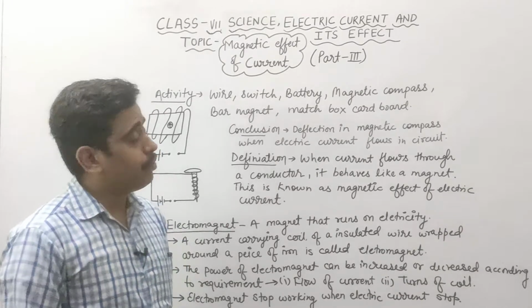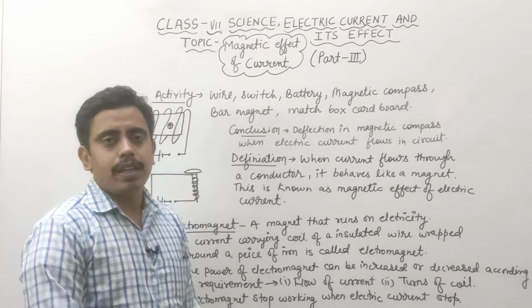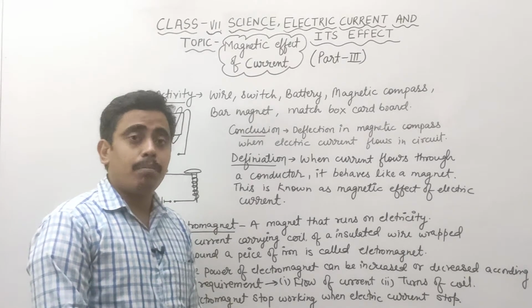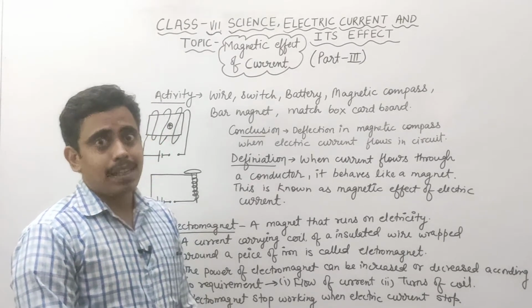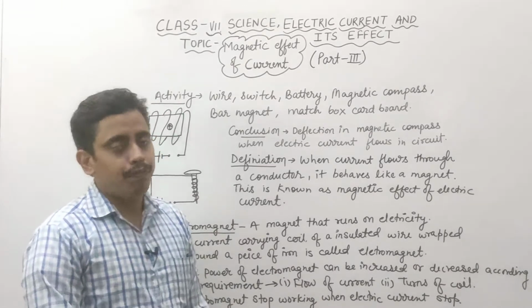In this session, we will discuss the magnetic effect of current. This is a topic from chapter number 14 of class 7 science, that is electric current and its effect.